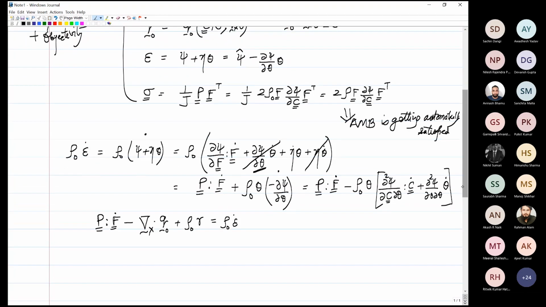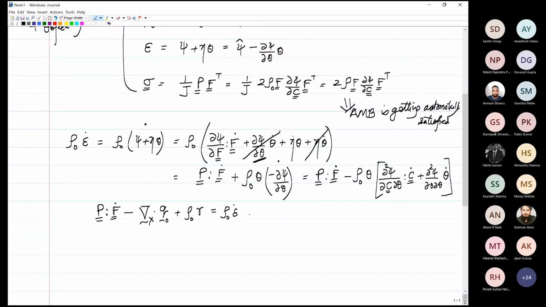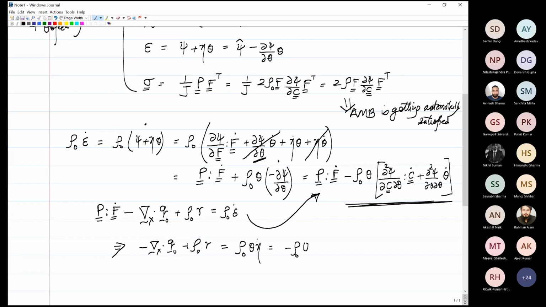Okay, so you can see that there are some cancellations, because rho naught epsilon dot is what you have up here. The first term, P double contraction F dot, gets cancelled from the left hand side, and therefore you finally have minus divergence of Q naught plus rho naught r, and that's equal to what remains here. You remember it is rho naught theta eta dot, but it turns out to be minus rho naught theta times del 2 psi by del C del theta double contraction C dot, plus del 2 psi by del theta 2 times theta dot. Okay, so far it looks very good.